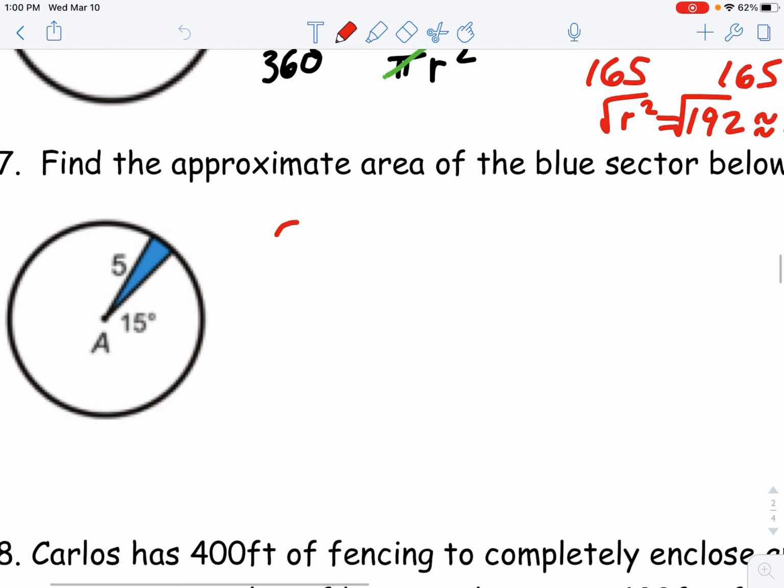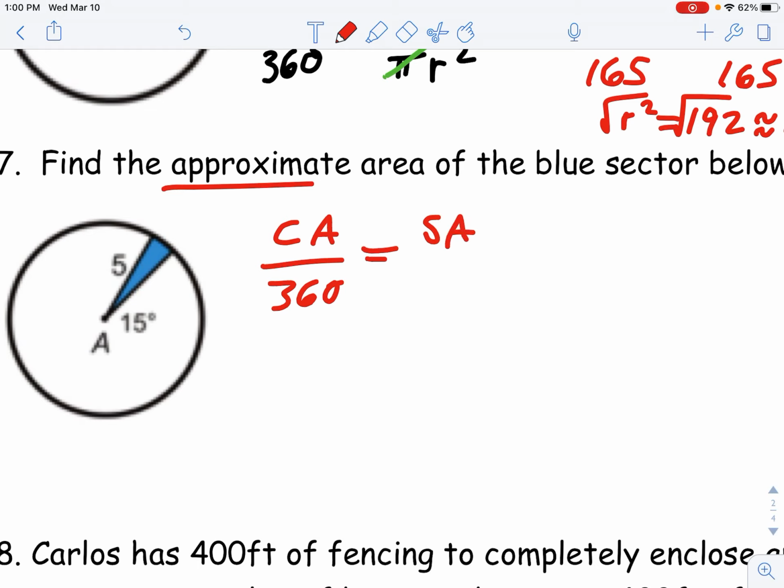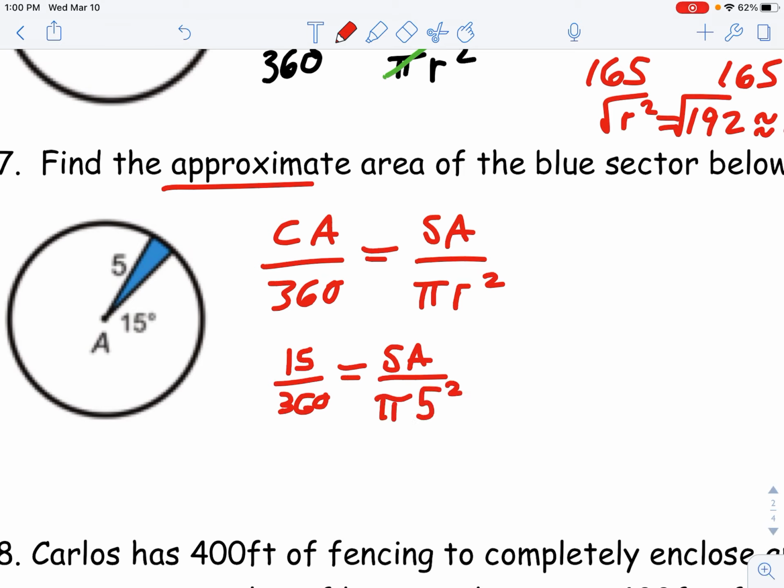Okay, students, so in this one right here, we're going to find the sector area. So central angle over 360, and it says approximate. All right, sector area over pi r squared. Central angle is 15 over 360. Sector area, pi 5 squared.